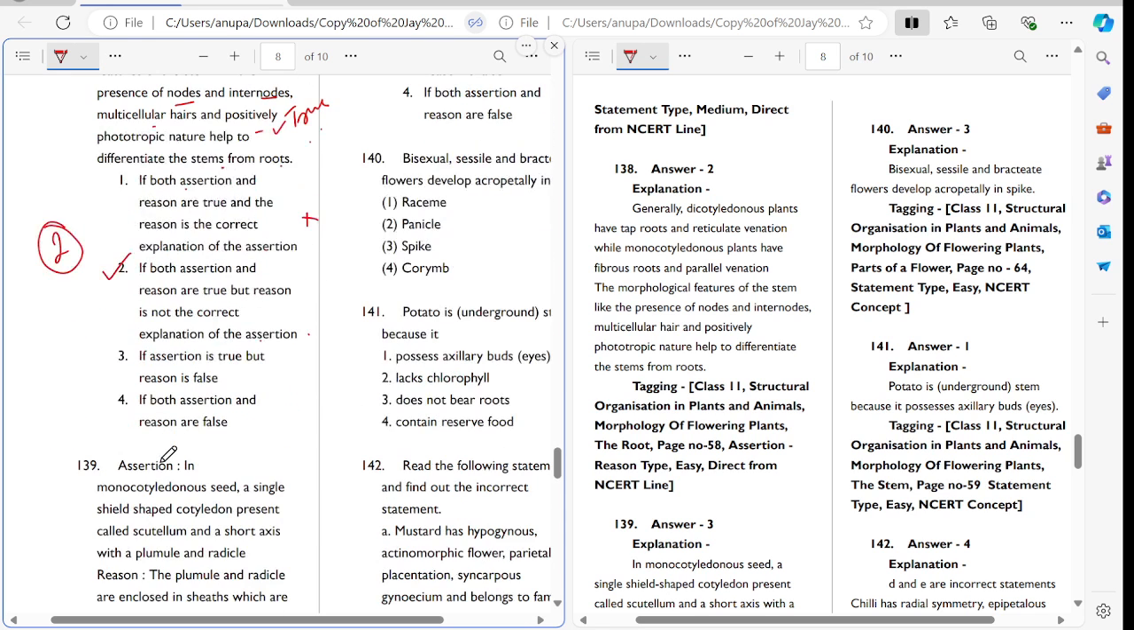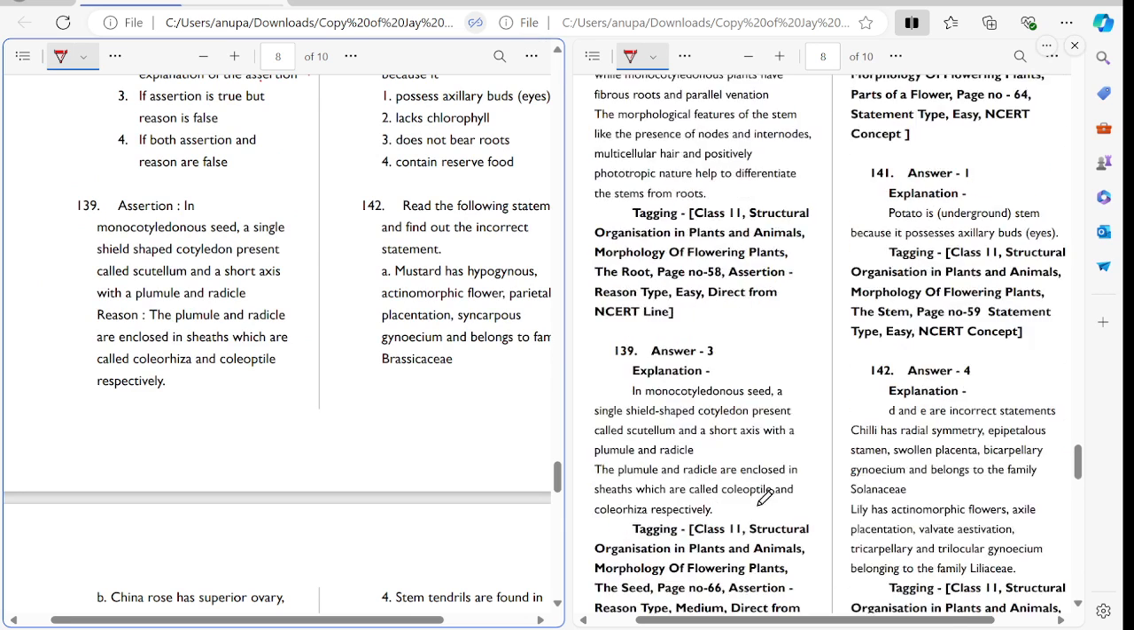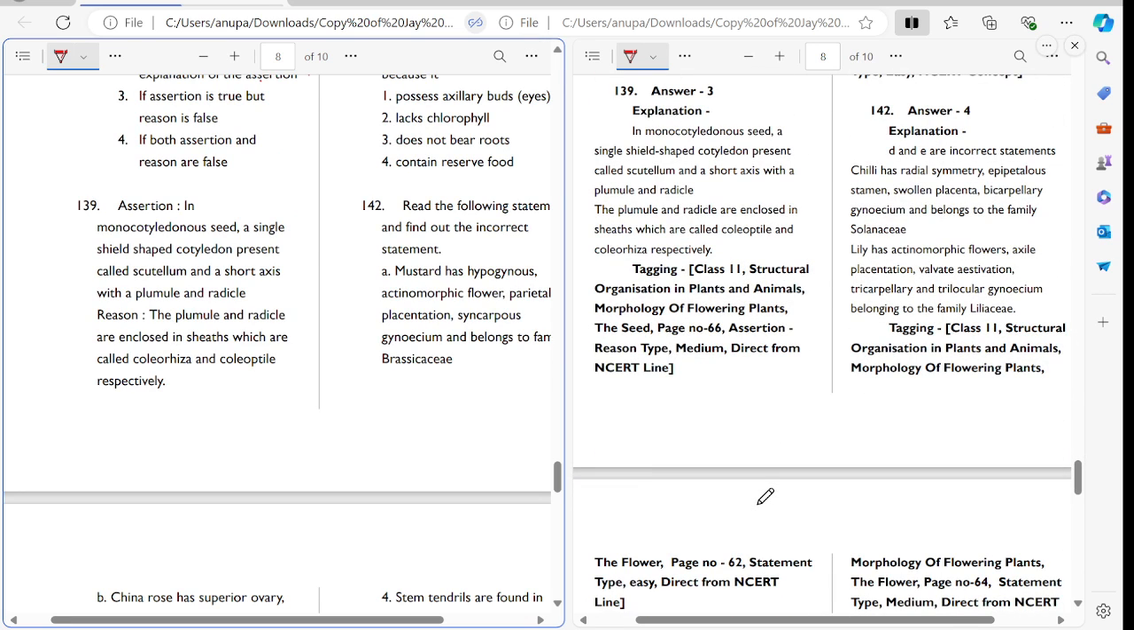Now, let's move to the next question, that is question number 139, and it is also an assertion reason type question. Let's read the assertion first. It states that in a monocotyledonous seed, or monocot seed, a single shield-shaped cotyledon is present called scutellum, and a short axis with plumule and radicle.